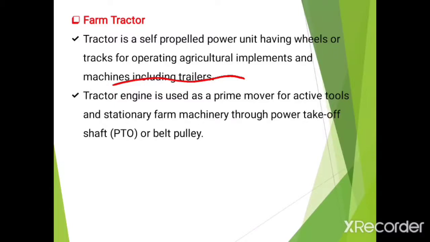In last session we learned about different tractor engine systems. This session we will start with the farm tractor, an introduction of the farm tractor.